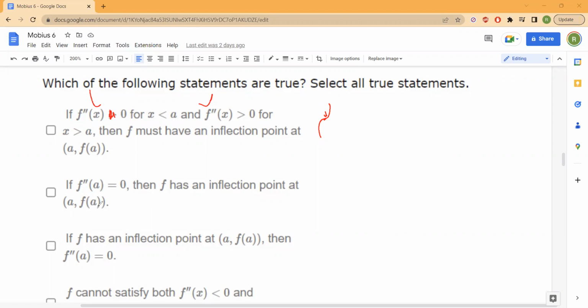Okay, if f double prime at a is equal to 0, then f has an inflection point at a, f(a). Now this is wrong, because you can think of your x to the power of 4 function. Your x to the power of 4 function looks like this.